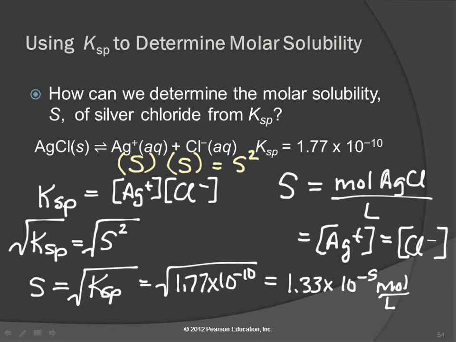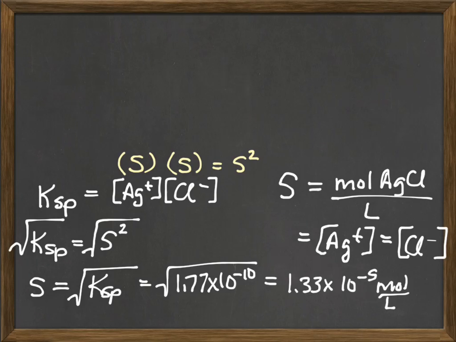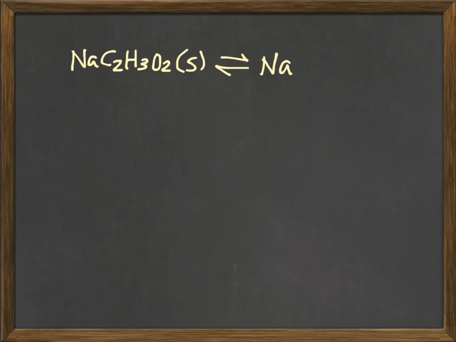Well, it depends. You guys seem to be real curious about this, so let's look at it. If it was something like sodium acetate solid dissolving in water, what are the two ions that form? Sodium and acetate, right? This is a 1-to-1 ratio. There's one of these to one of those.